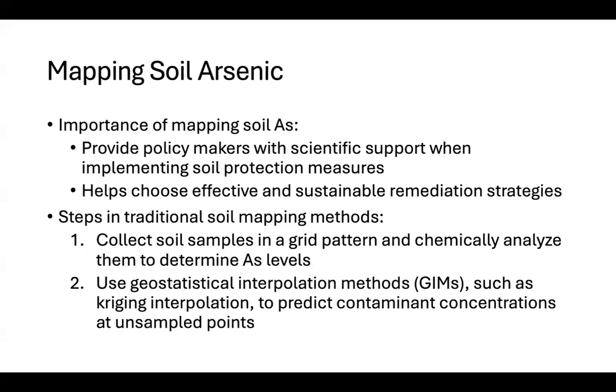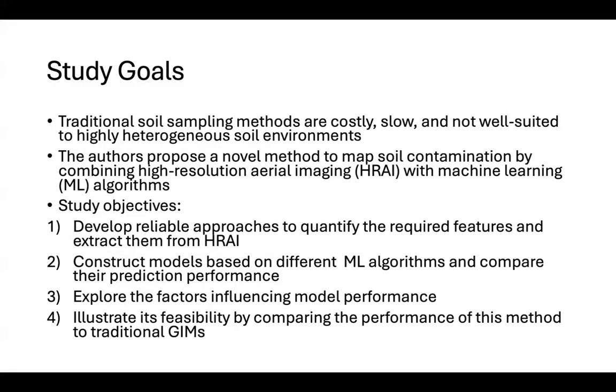The steps in traditional soil mapping methods include collecting soil samples in a grid pattern and chemically analyzing them to determine arsenic levels, then using geostatistical interpolation methods, or GIMs, such as Kriging interpolation, to predict contaminant concentrations at unsampled points. Traditional soil sampling methods are costly, slow, and not well suited to highly heterogeneous soil environments.